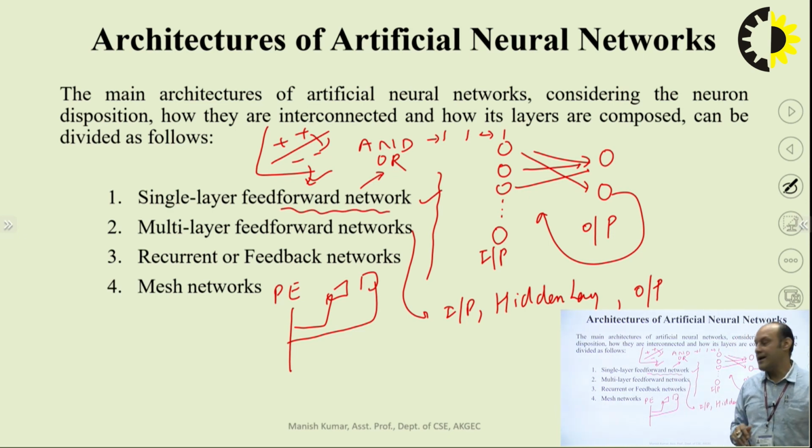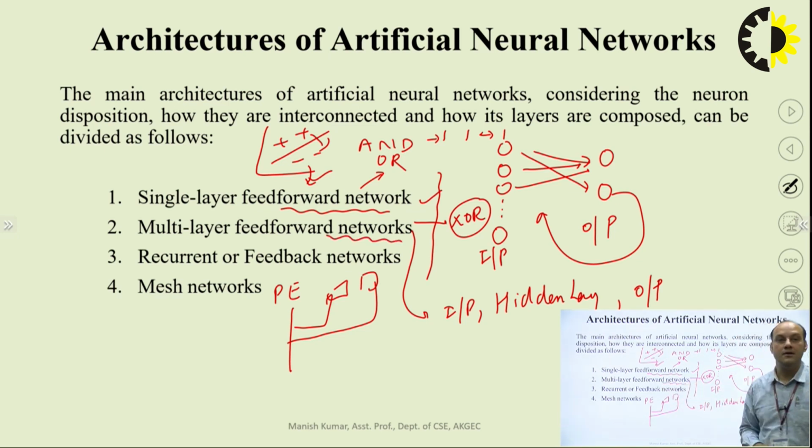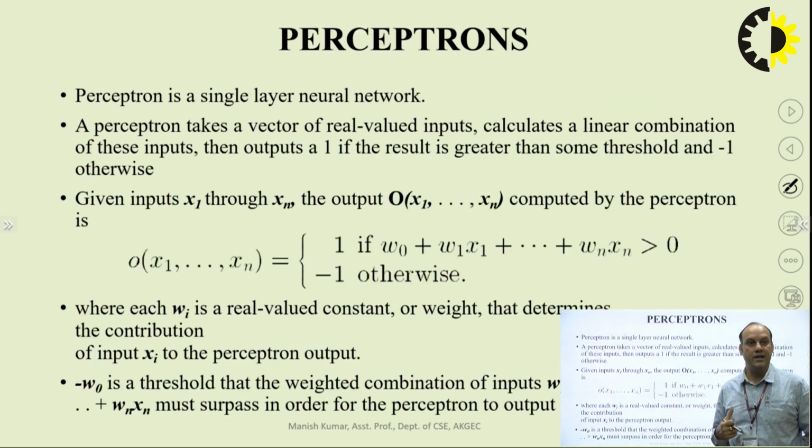Whenever, for example, in case of XOR, what is the truth table of XOR? XOR says that whenever we get opposite inputs, we will get output as 1. Means the problems which cannot be linearly separated are solved using a multi-layer feed forward network. Okay, so let me show you the illustration.